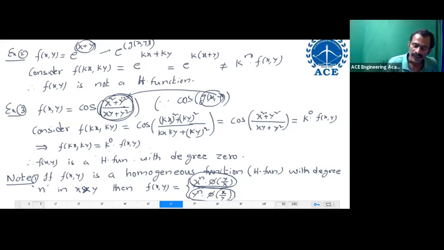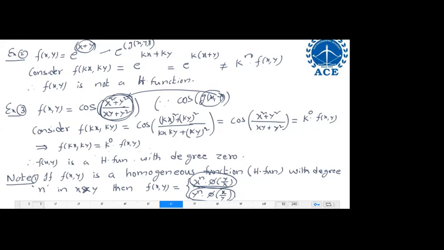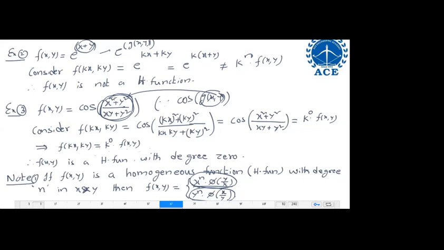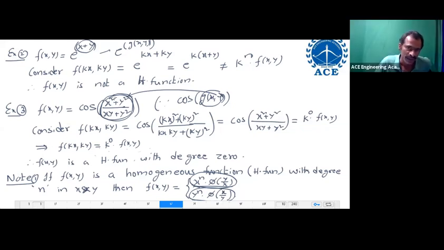Other way. What is the numerator function here? x square plus y square. Yes, sir. The denominator function is xy plus y square. Yes, sir. The numerator is a homogeneous function with degree 2, right? Okay, sir. The denominator is also a homogeneous function with degree 2. Both are of the same degree or not? Yes, sir. Whenever the numerator and denominator are homogeneous functions of the same degree, then that will be a homogeneous function with degree 0, directly by observation.